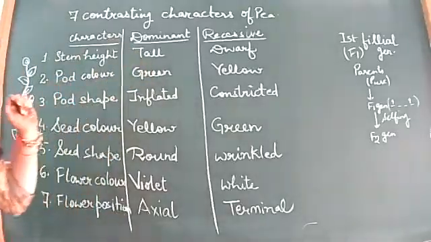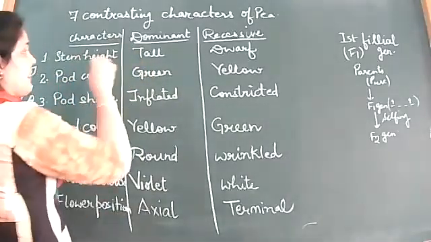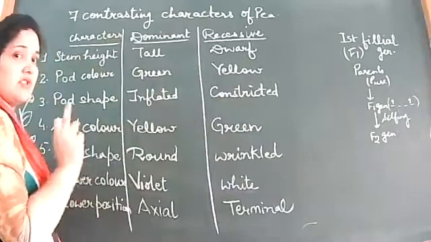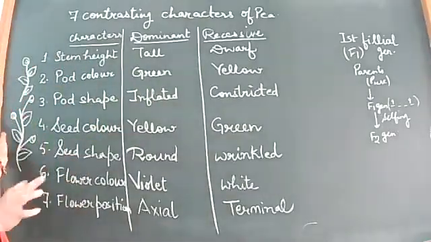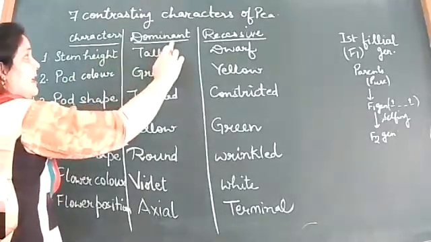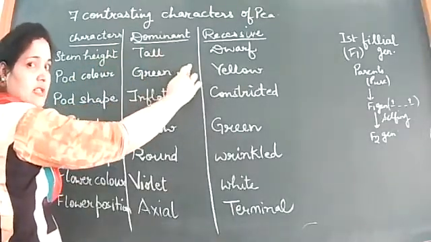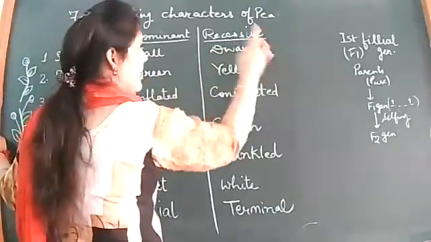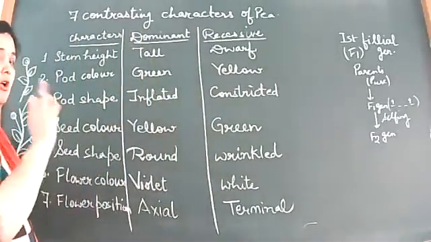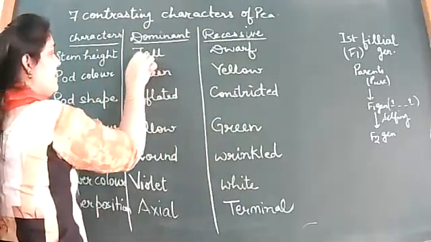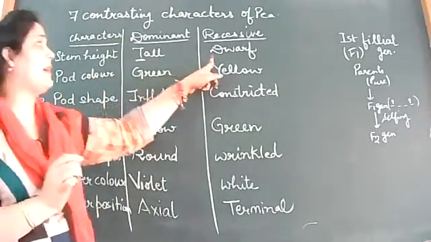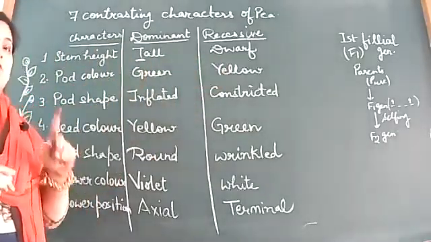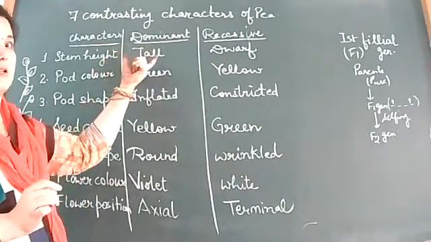Let's say we have a tall character. For the tall plant, how do we write the pair of genes expressing these characters? Listen very carefully. For writing a dominant feature, a pair of genes, and for writing a recessive feature, a pair of genes. How to write? Always use the first alphabet of the dominating character. Don't use the alphabet of the recessive character.